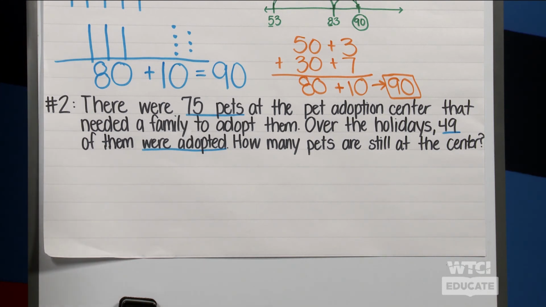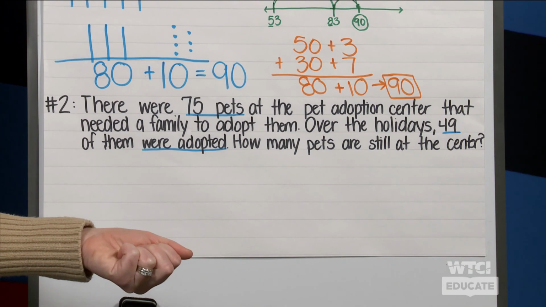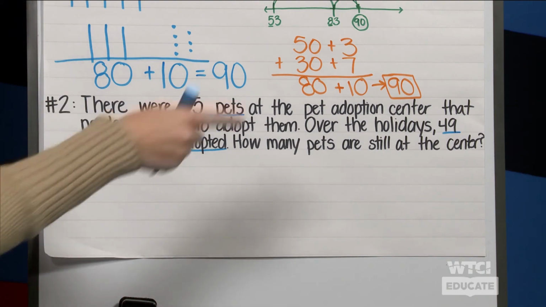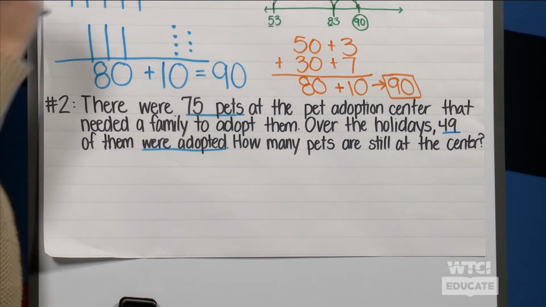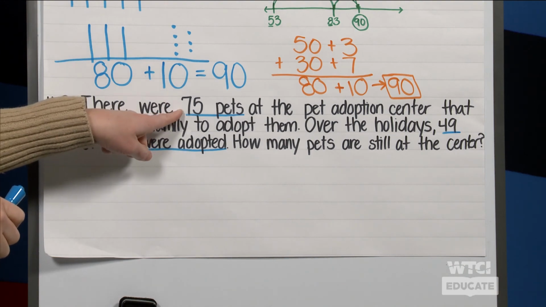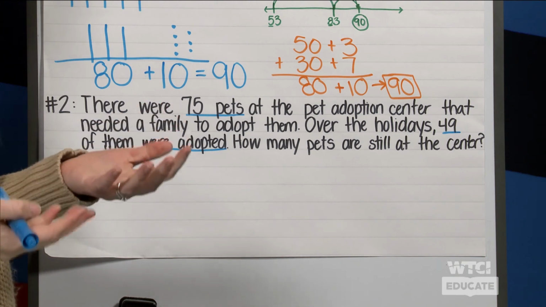So what's happening in this story? Are we getting more? Are we putting these numbers together, or are we taking them apart? I agree, we're finding the difference. Up here, we were finding the sum of those two numbers because we were adding them together. But here on this problem, we're finding out the difference. We had 75, 49 of them were adopted, and we're figuring out what's left.